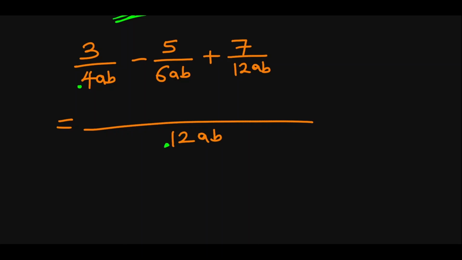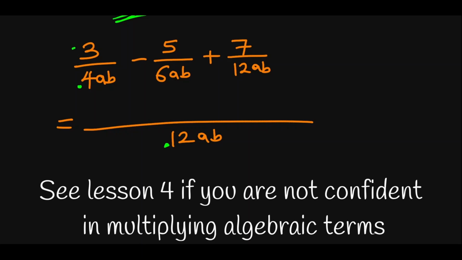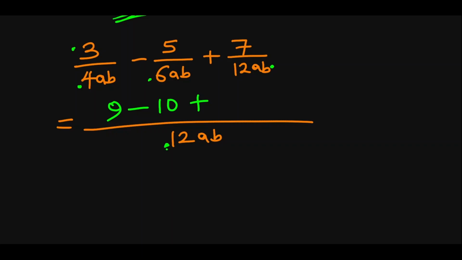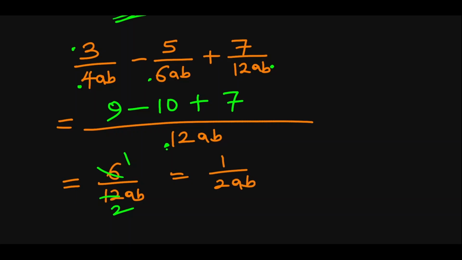12ab divided by 4ab gives us 3. 3 times 3 is 9. Minus 12ab divided by 6ab gives us 2. 2 times 5 is 10. Plus 12ab divided by 12ab gives us 1. 1 times 7 is 7. So this gives us 9 minus 10 is minus 1. Minus 1 plus 7 is 6 over 12ab. Then if we simplify it further, 6 here 1, 6 here 2. So this now gives us 1 over 2ab. And that becomes the final answer.